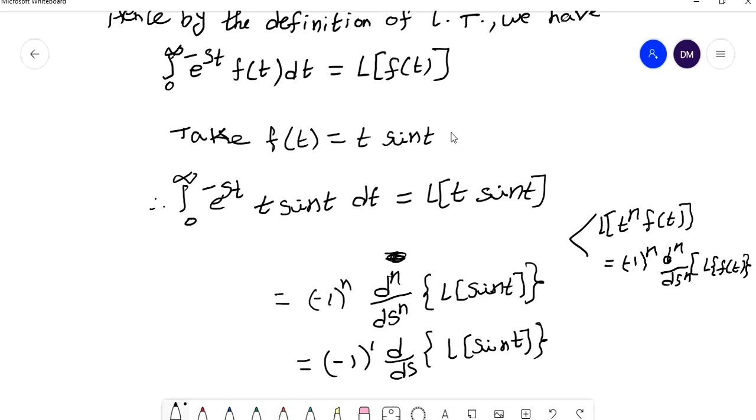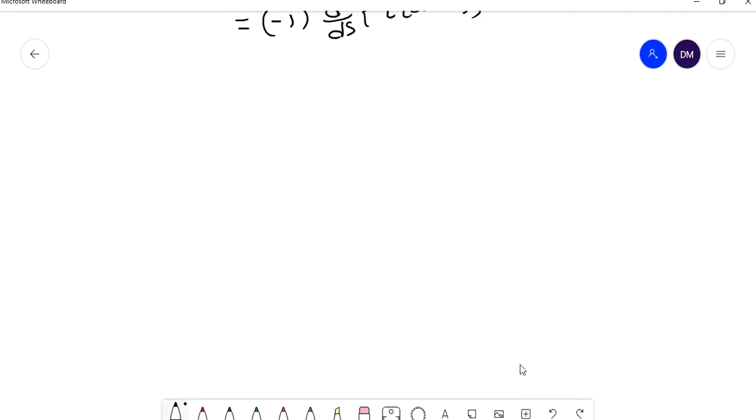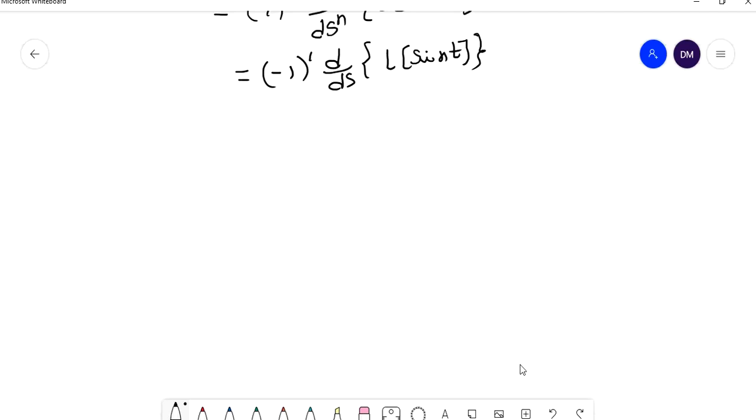Right. So what is the next step here? This is equal to minus 1 whole power 1, which is minus 1, d by ds of L of sin t. What is the L of sin at value? It is a by s square plus a square, here a means 1, so 1 square means 1. So this is equal to minus, differentiate this one.